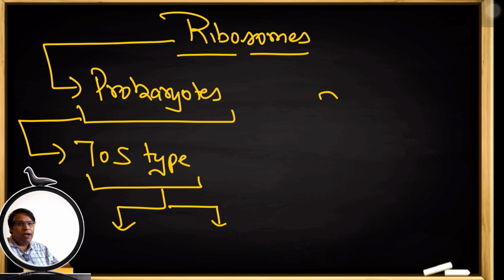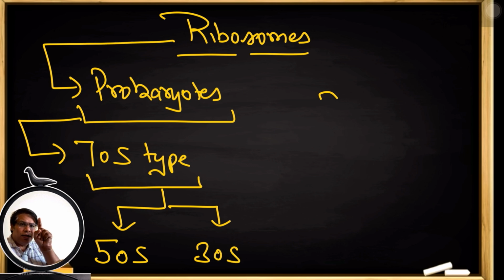Also keep in mind, the prokaryotic ribosomes are made up of two subunits. One is the large subunit, another is the small subunit. In case of prokaryotes, remember the large subunit is 50S type, while the small subunit is 30S type. So in prokaryotes you are going to see 70S ribosomes, and that 70S ribosome is made up of two subunits: the large subunit is 50S, while the small subunit is 30S.